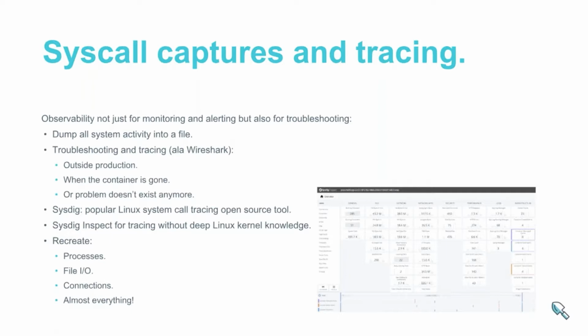Actually, we have these open source projects using Sysdig and Sysdig Inspect, which is a UI to navigate through all the system calls. You can recreate processes, file activity and IO activity, connections, almost everything. And this can be done in a very easy way. You don't need deep Linux kernel internals knowledge to use tools like BCC. This can be done using a UI, and everyone with basic systems DevOps knowledge can do system call tracing.